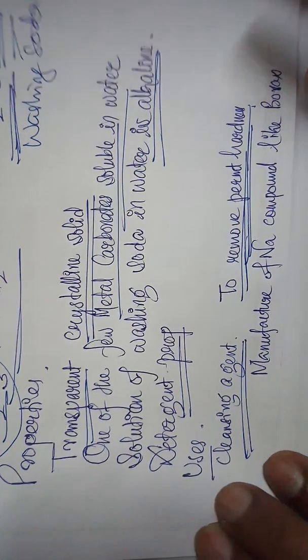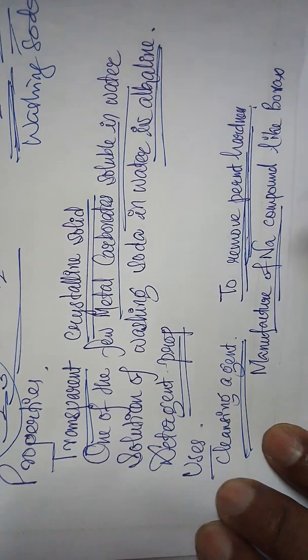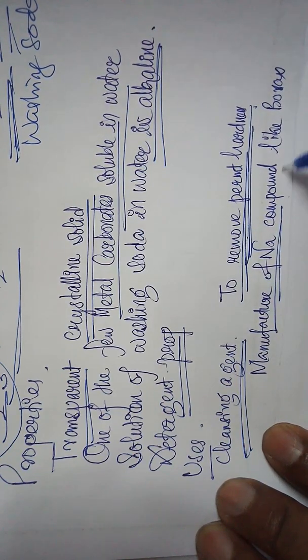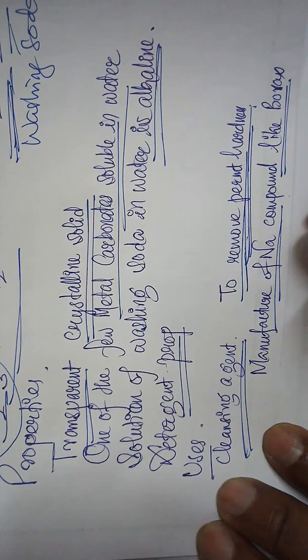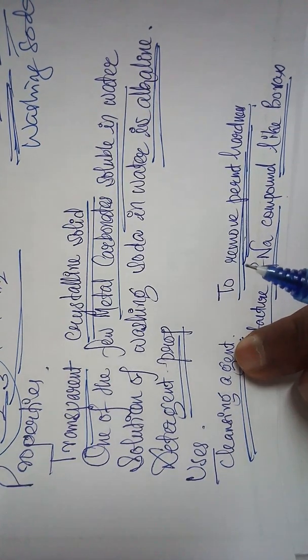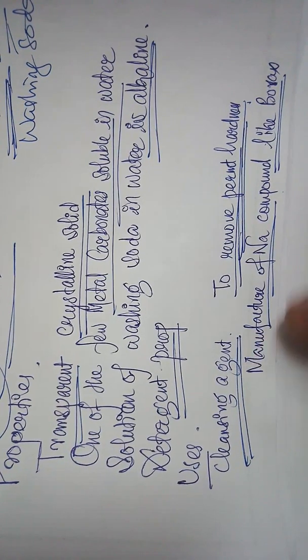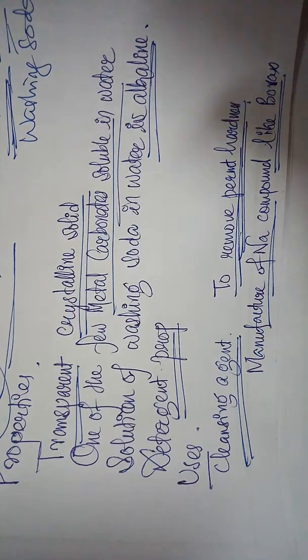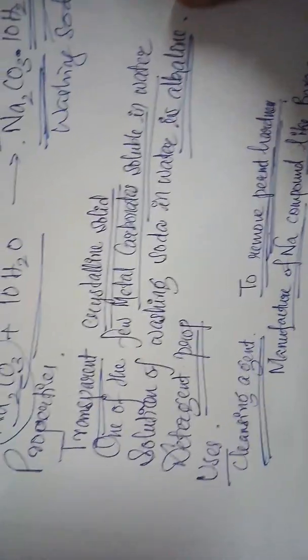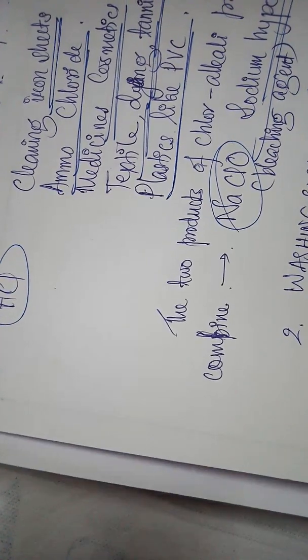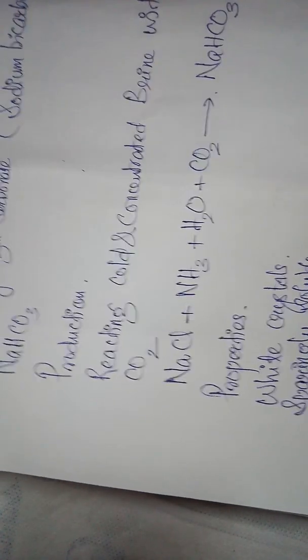First is cleansing. It is a cleansing agent to clean dirt in the cloth and to remove permanent hardness of water. Next, for the manufacture of sodium compounds like borax. Those are the properties and uses of sodium carbonate decahydrate, otherwise we can say washing soda.